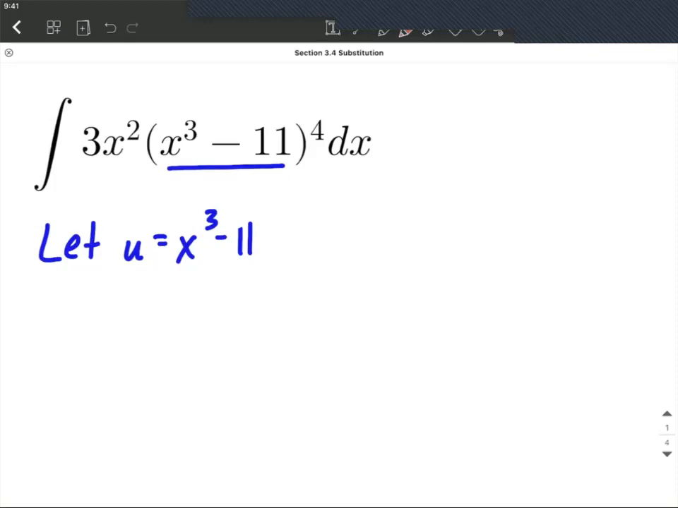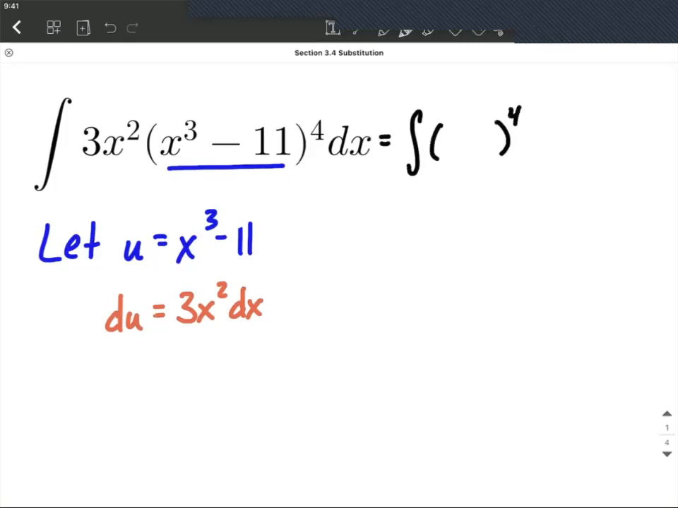The next thing we want to do is take the derivative. So on the left-hand side, we get a du. On the right-hand side, the derivative is going to be 3x squared, and then we put a dx on this side as well. All right, I'm going to rearrange our original function to hopefully help us see exactly where all of this stuff is coming from.